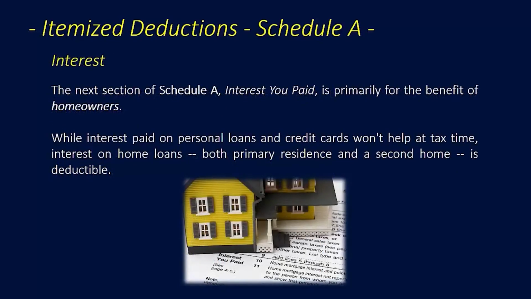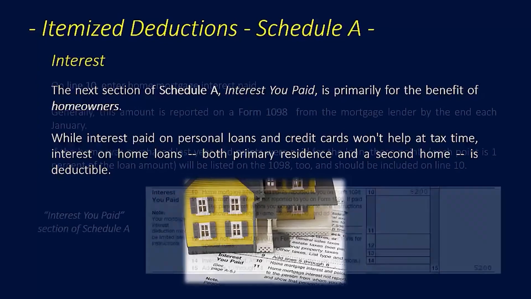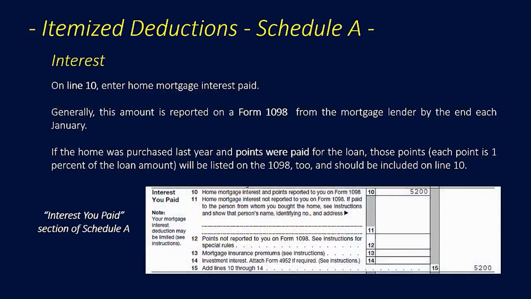The next section of Schedule A, interest you paid, is primarily for the benefit of homeowners. While interest paid on personal loans and credit cards won't help at tax time, interest on home loans, both a primary residence and a second home, is deductible. On line 10, enter the home mortgage interest paid.